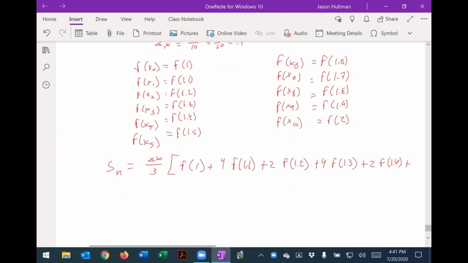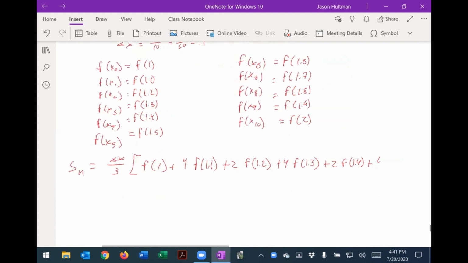Let me move this over. Then we're going to go back to a 4 times f of 1.5, then a 2, f of 1.6, then a 4, f of 1.7, then a 2, f of 1.8, and I'm going to go back to a 4. So you want to start on a 4 and we want to end on a 4. That's why we needed an even number of intervals, but it gives us an odd number of terms. So we get these bookends here. 4 times f of 1.9 plus, and then the bookends do not have any coefficients, so this is f of 2.